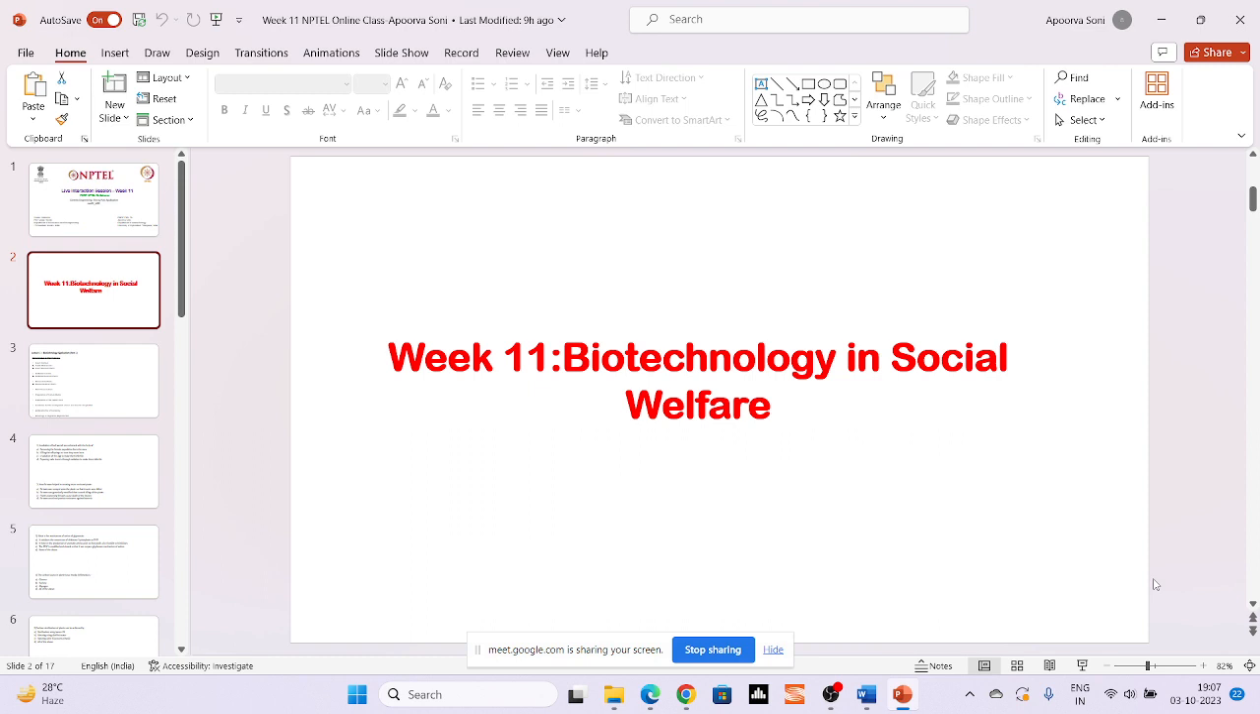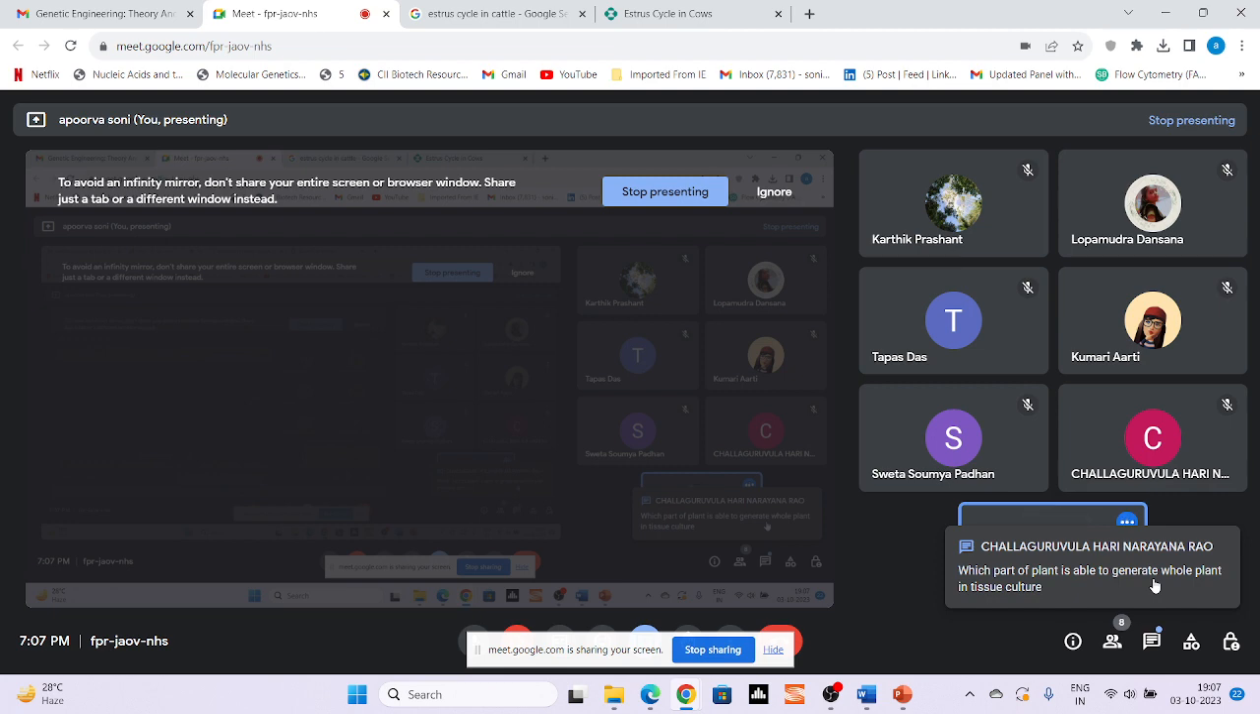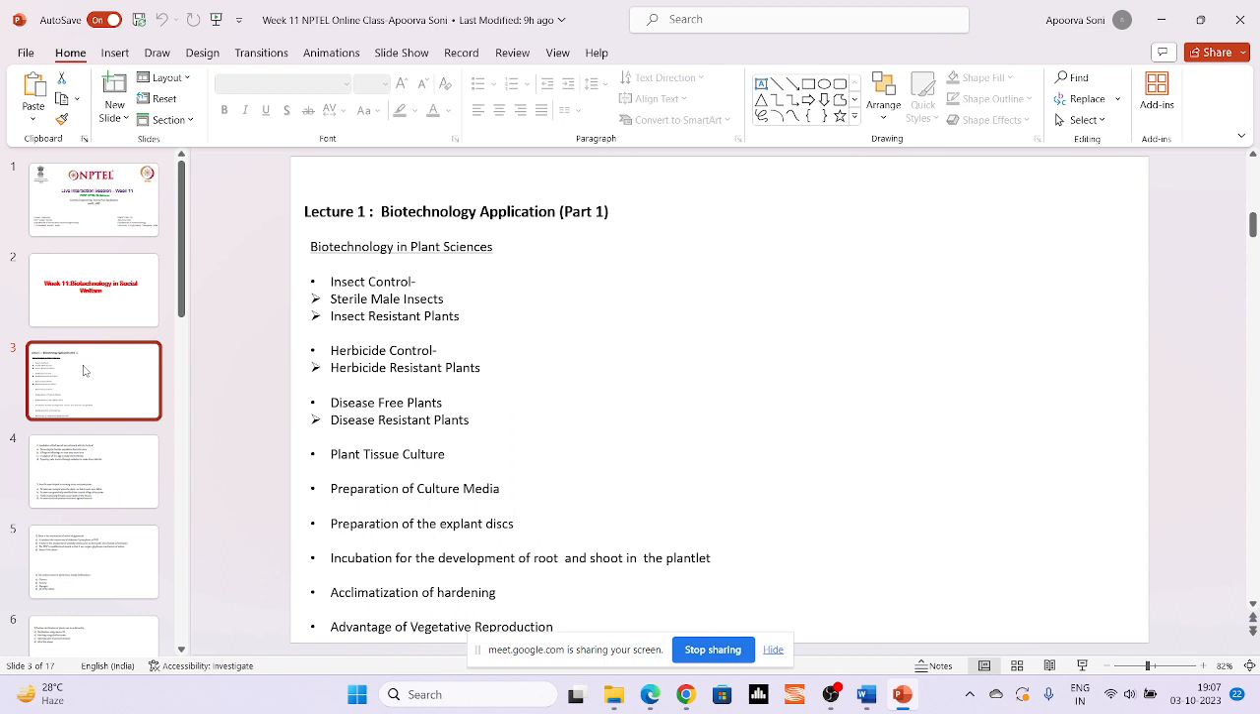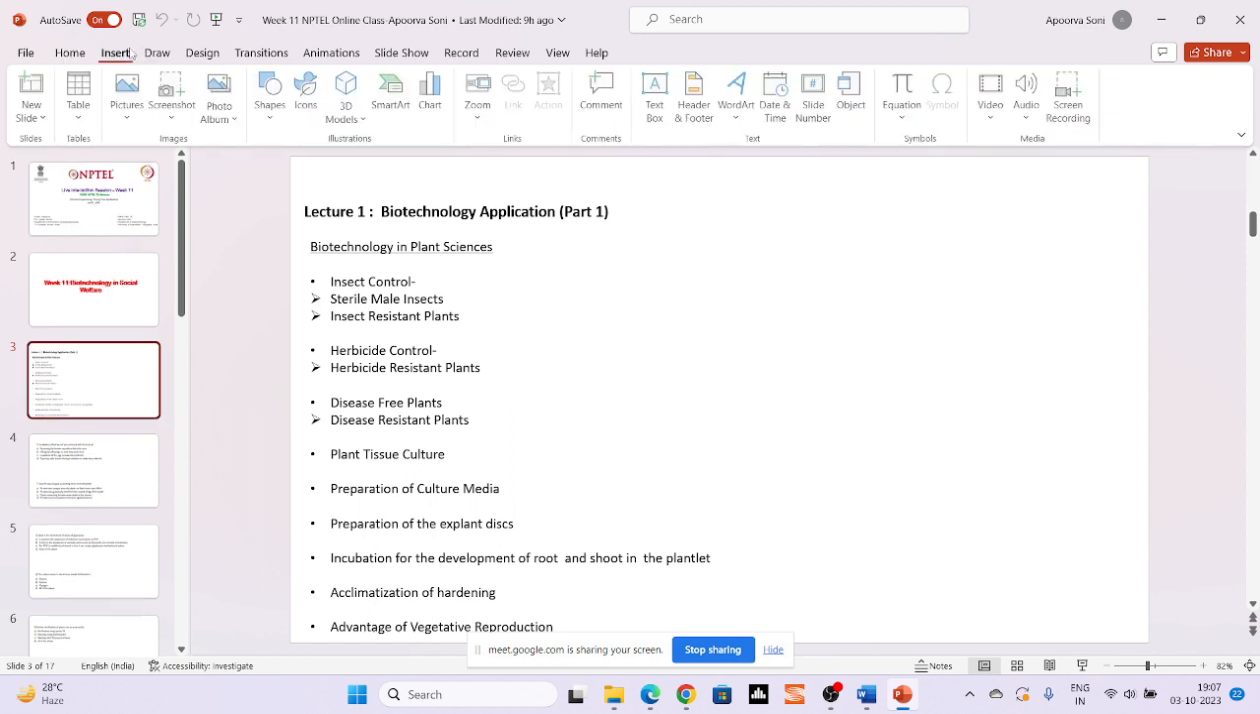Now that our product is there, up till now we have studied right from creating a recombinant gene up till purification and processing it. Now we'll see, as covered in the last week, the applications of those products that have been made in biotechnology. So in week 11 lecture 1, we studied the role of biotechnology in plant sciences.